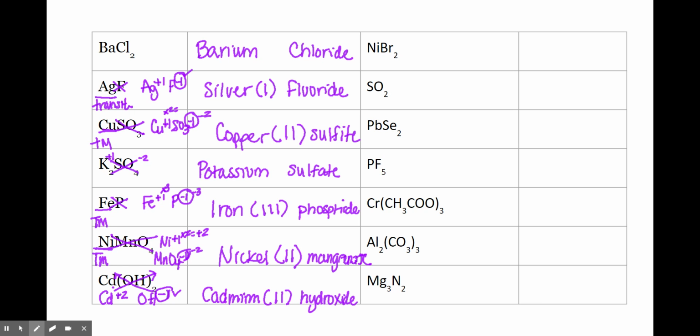Okay. Going through the right side now, I have NiBr2. Ni is a transition metal, so I'm going to cross those up. Ni, it's telling me is +2, Br -1. Check the bromine, that is correct. So I have nickel, parentheses 2, bromide.